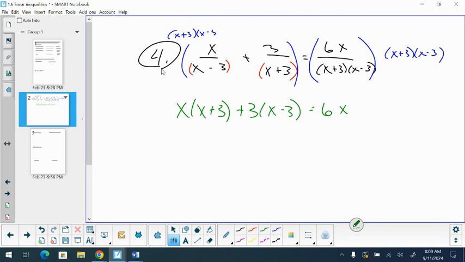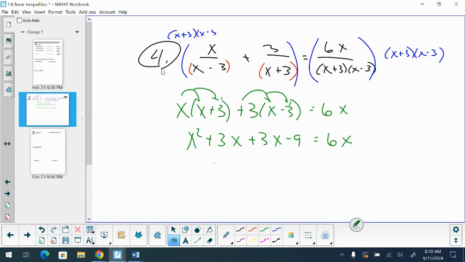Okay, slow yourself down as you go through the problems. Don't try to do everything all at once and try to distribute your x through. You're going to have mistakes as you go through that. Now we can go ahead and distribute this out. So we have x squared plus 3x in the first one. We have another plus 3x minus 9 in the second one. And then that's equal to our 6x.